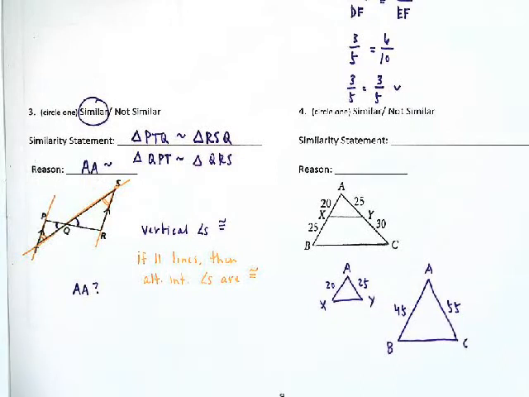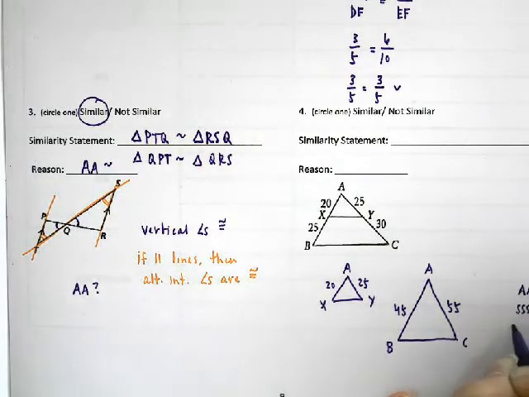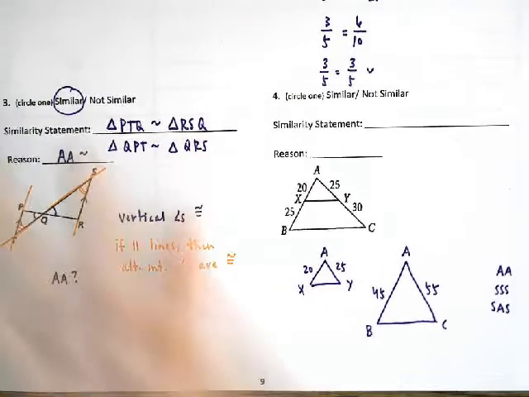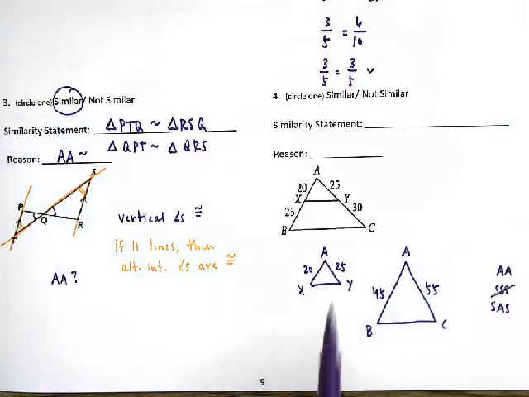So again, my choices I know are angle angle, SSS. Let me just write this here. So it's either angle angle, SSS, or SAS. Now, looking at this triangle, I know it's not going to be SSS because I don't know anything about those third side lengths.